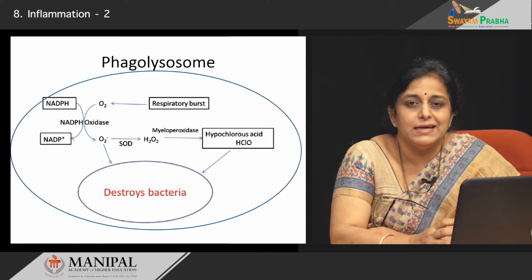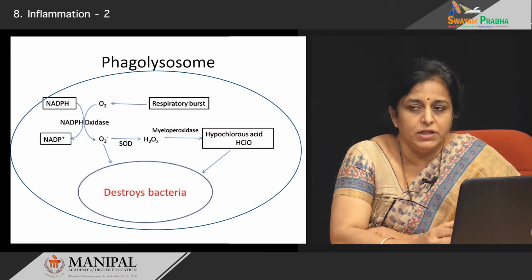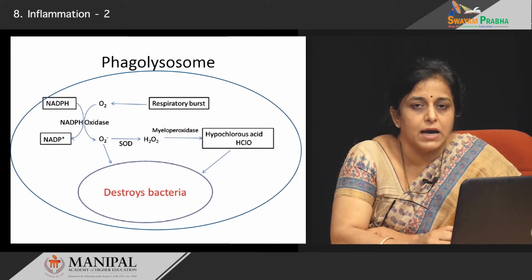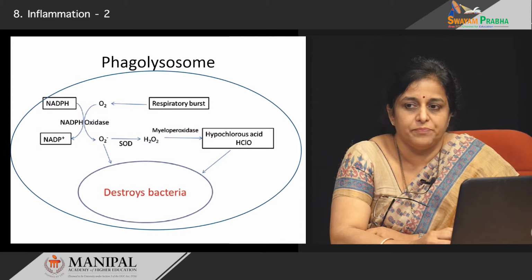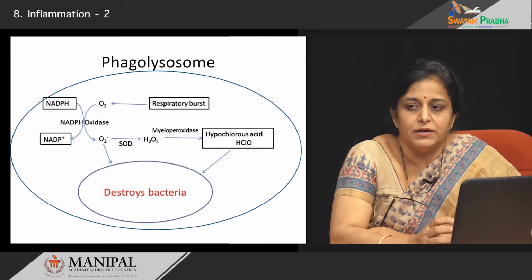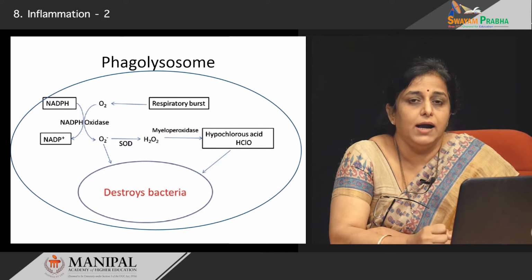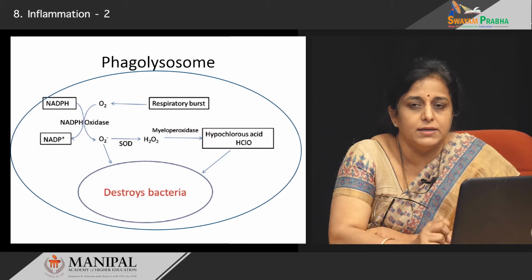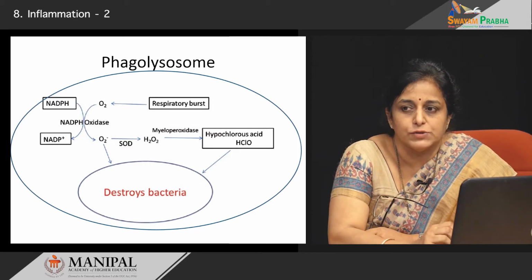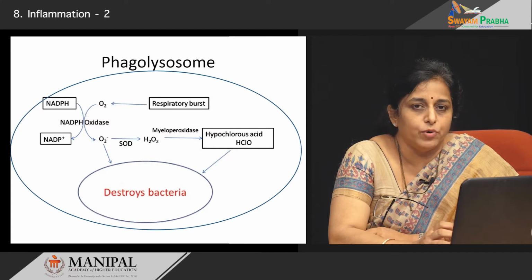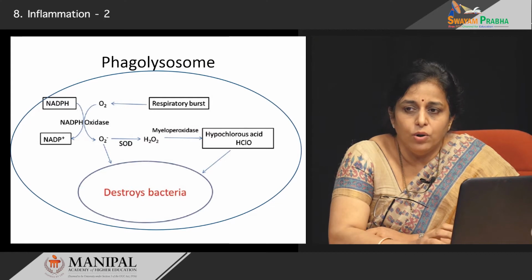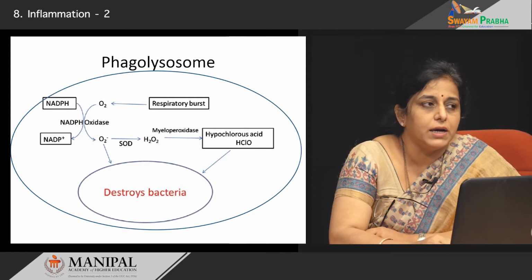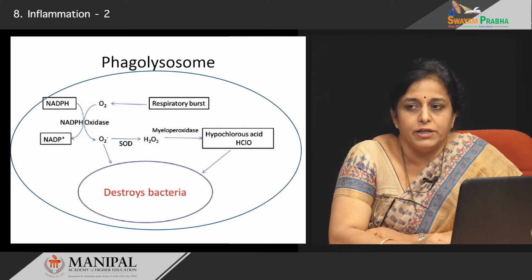You can see that there is increased oxygen intake within the phagolysosomes, which is converted to superoxide with the help of the enzyme NADPH oxidase. Now, this superoxide that is formed, we learned, is converted to hydrogen peroxide, and the enzyme that is involved in this catalytic action is superoxide dismutase. The hydrogen peroxide that is formed is converted to hypochlorous acid in the presence of myeloperoxidase, and all these, the superoxide, the hydrogen peroxide and the hypochlorite, destroy the bacteria.